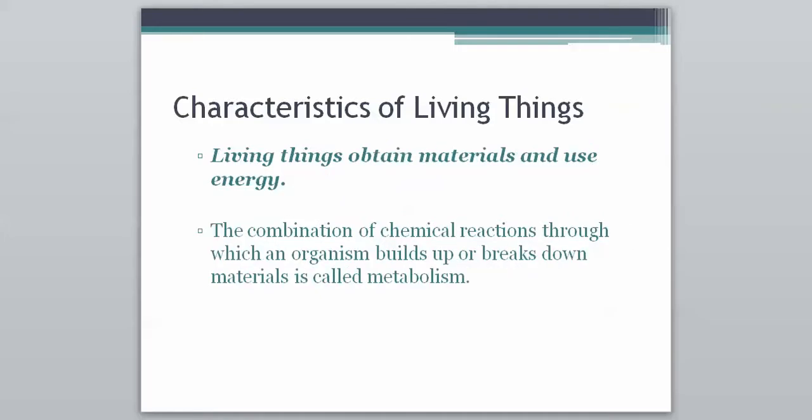The next characteristic is living things obtain materials and use energy. The combination of chemical reactions through which an organism builds up or breaks down materials is called metabolism. So taking in those materials, breaking them down, how fast we can process them and use them for energy, that's called metabolism. That's different in everyone, but every living thing, whether it has a fast or slow metabolism, has to have that characteristic if we want to consider it to be alive.